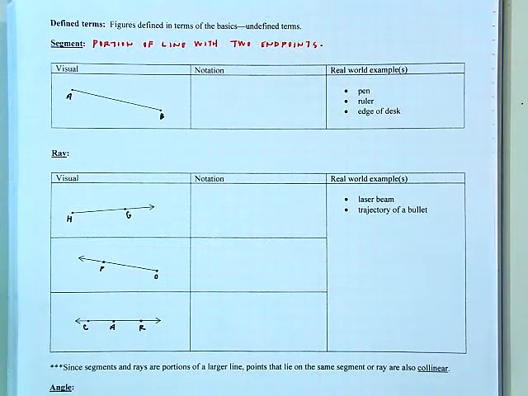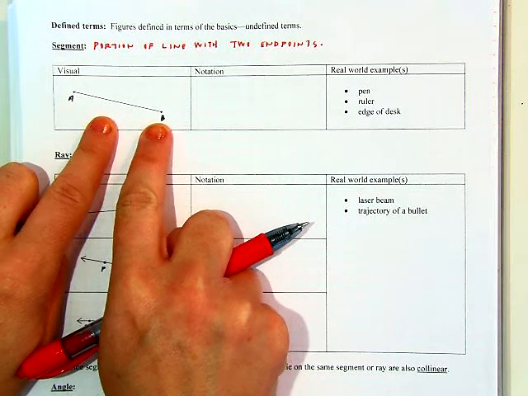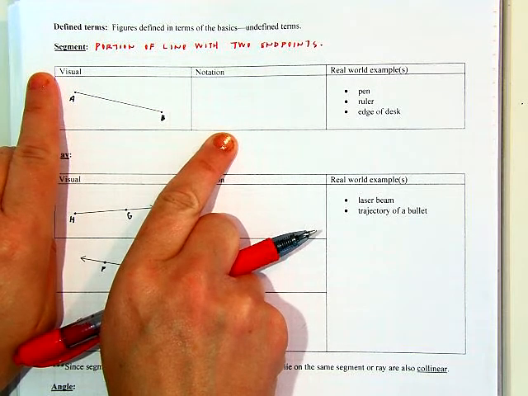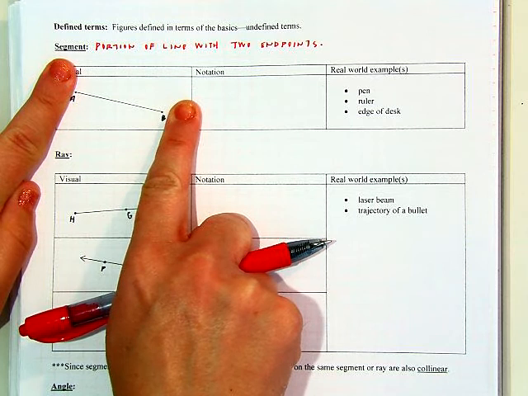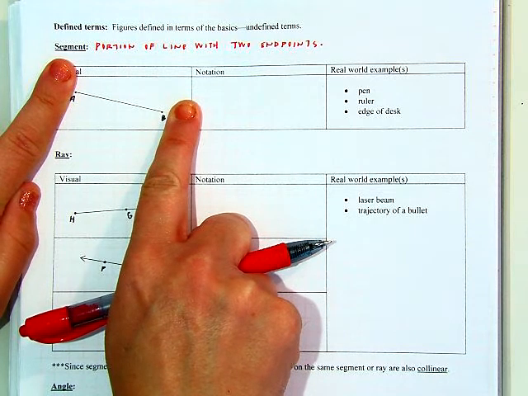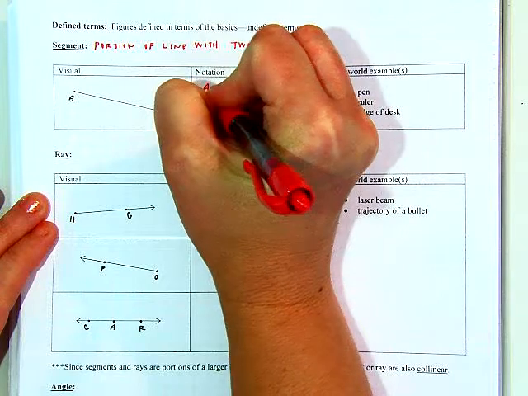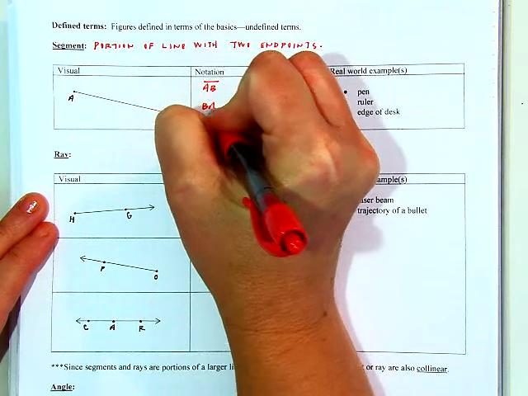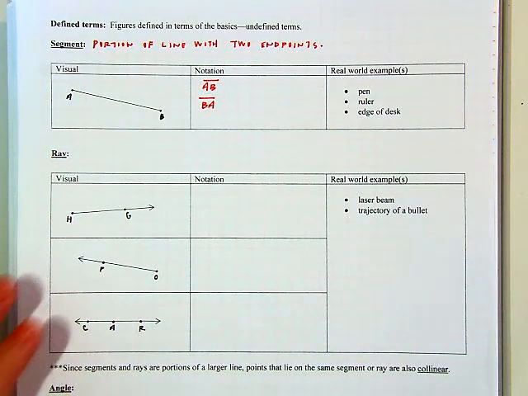So here in my visual, I've drawn a segment. I have 2 concrete endpoints, but I can visualize that this was part of a larger line that would have extended in both directions forever. I'm just capping it between points A and B. So when I name a segment, I name it by the 2 endpoints. So here I would have AB, with a little dash over it, or BA, little dash over it. Order doesn't matter. We simply define it by the two endpoints.